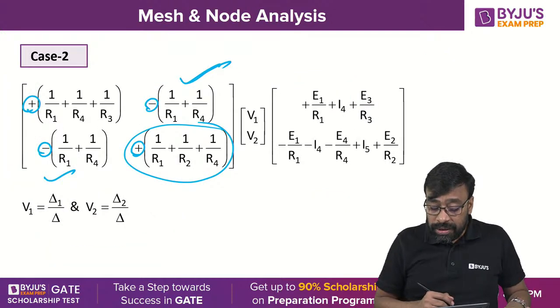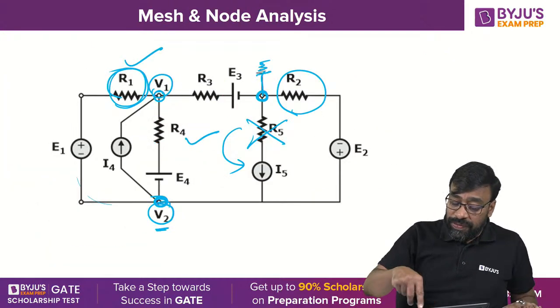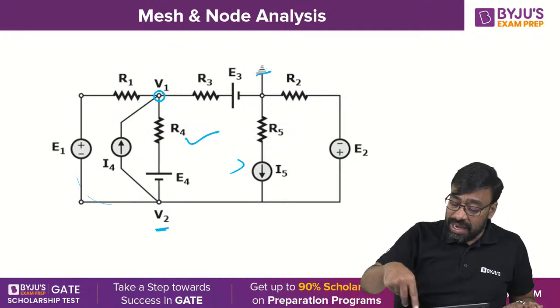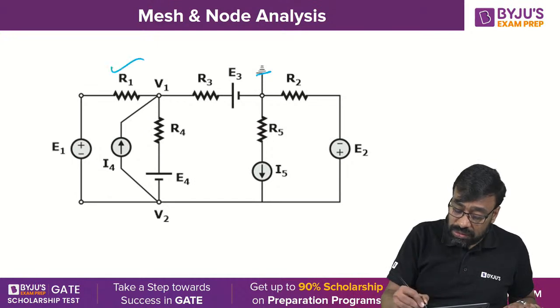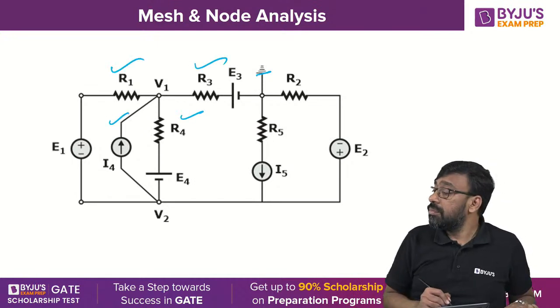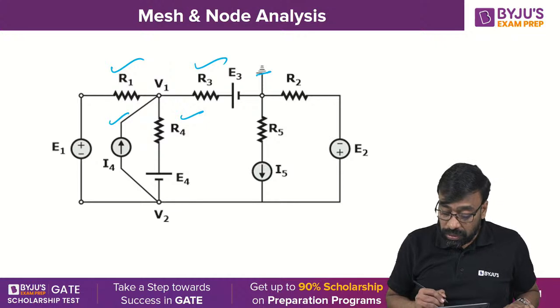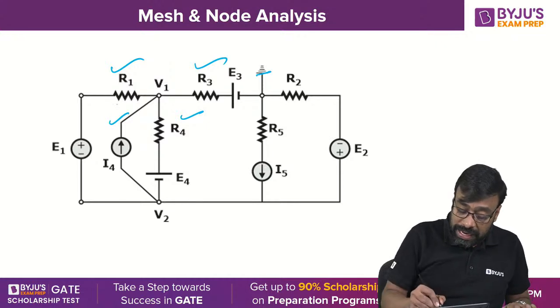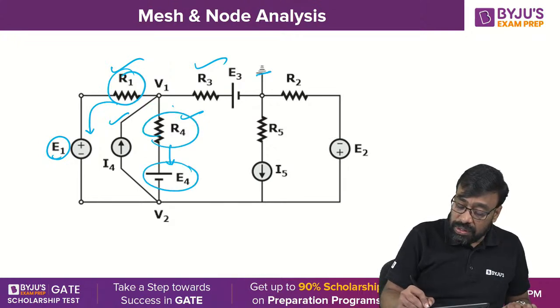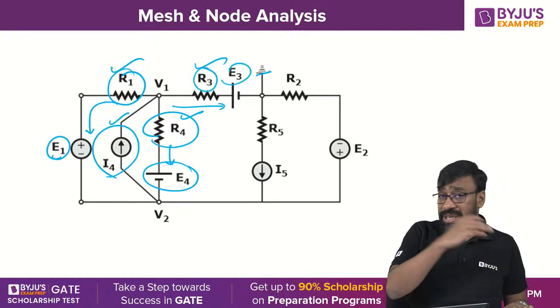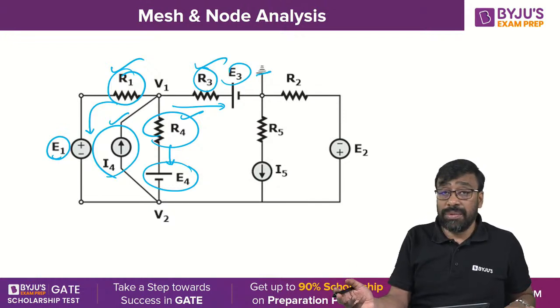Okay. Now, at first node, how many branches are there? Tell me here. At first node, how many branches? 1, 2, 3, 4. You got it, Chandu? Okay. So, again, touching positive sign first, plus E1 by R1. Touching positive sign first, plus E4 by R4. Touching positive sign first, plus E3 by R3. And I4, generally entering current is negative this side, but I am setting that side. It is actually becoming positive.